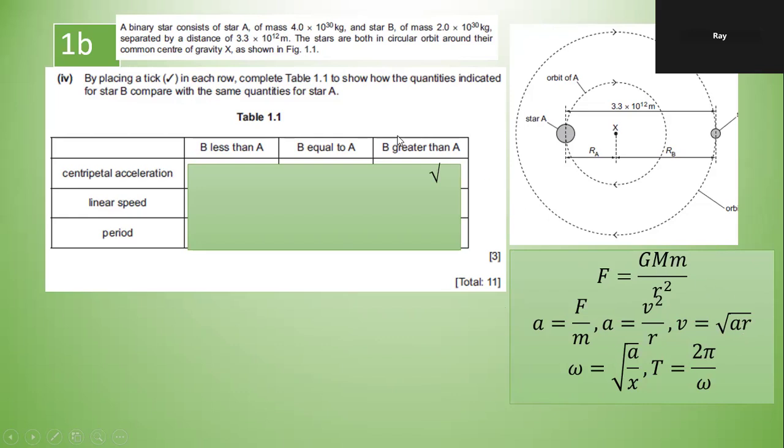Linear speed is acceleration times r. The centripetal acceleration of B is greater than A. Then r is also greater, so v is greater also. The angular velocity is the same for both of them. Yeah, they move as a system, like there's a rod joining them. The rod is gravitational force.